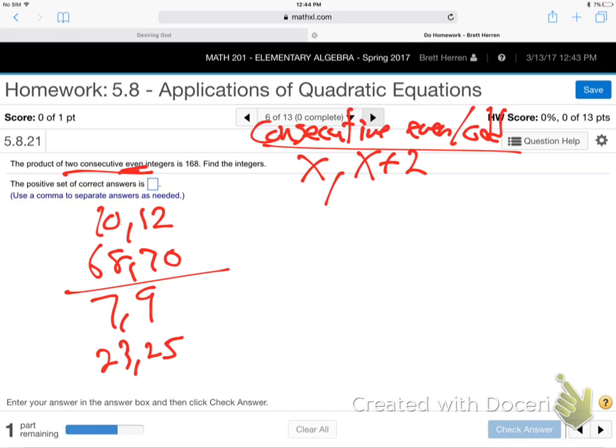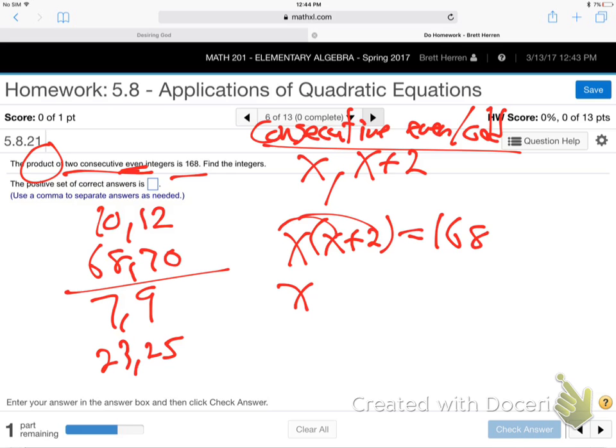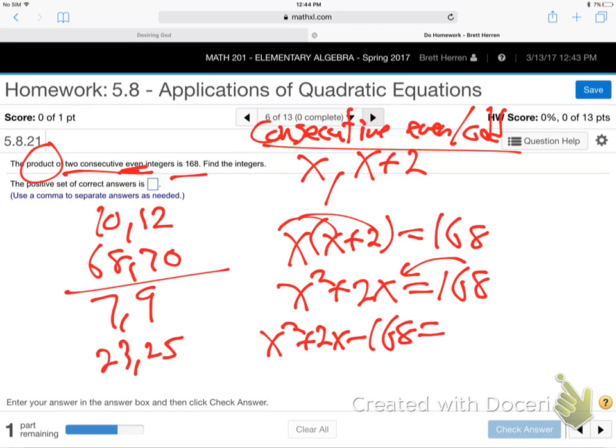And it says the product. What does product mean? Multiplication. The product is 168. So distribute: x squared plus 2x is 168. X squared, there he is. Get a 0. Jump it over. Minus 168. You know what you do now, right?